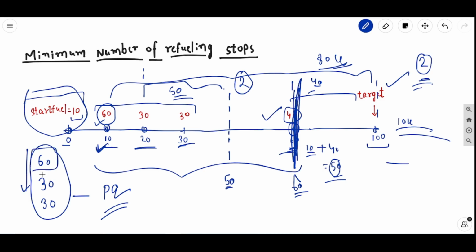Fine. So I will simply iterate over the gas stations and I will keep pushing the capacity, or the fuel, which each gas station is offering. Like here in this case, I will keep a priority queue. I will start from position number 0. I will iterate over all the gas stations which we have. We have 4 gas stations. So for the very first gas station, I will push 60.